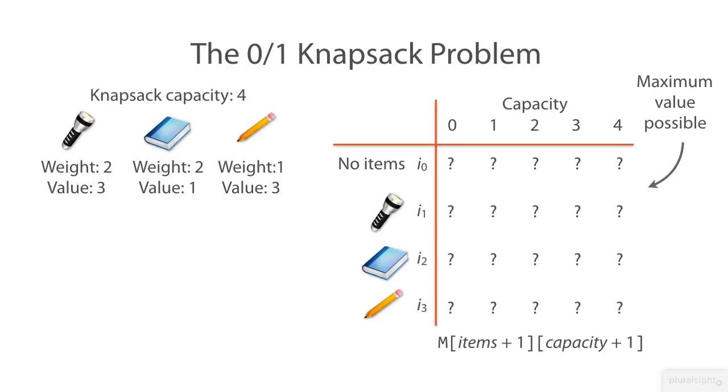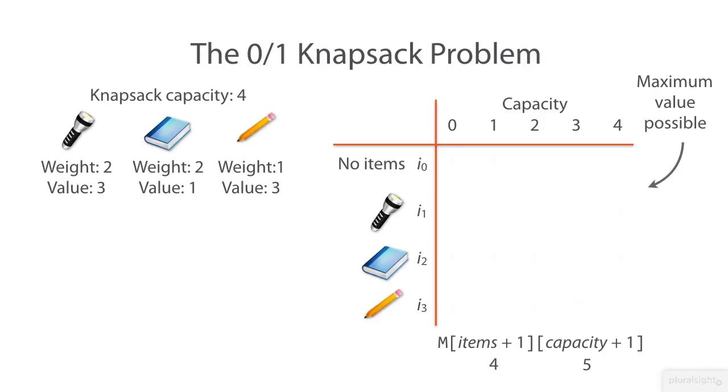We will represent the table in a 2-dimensional array, M, where the first index specifies the table row and the second index specifies the table column. The number of rows is 1 larger than the number of items, since we also consider the case with no items. And the number of columns is 1 larger than the knapsack capacity, since we also consider the case with 0 capacity. Let us start filling out the cells that come for free.